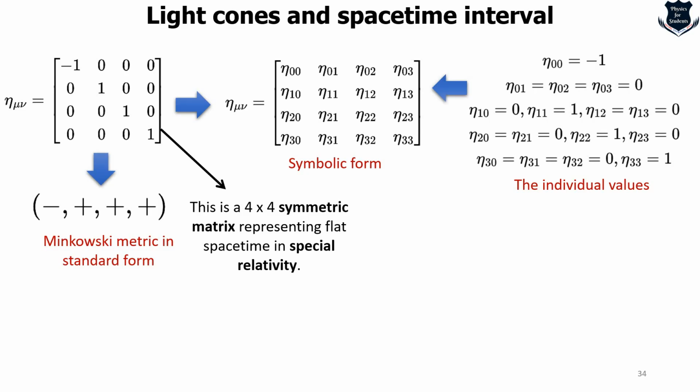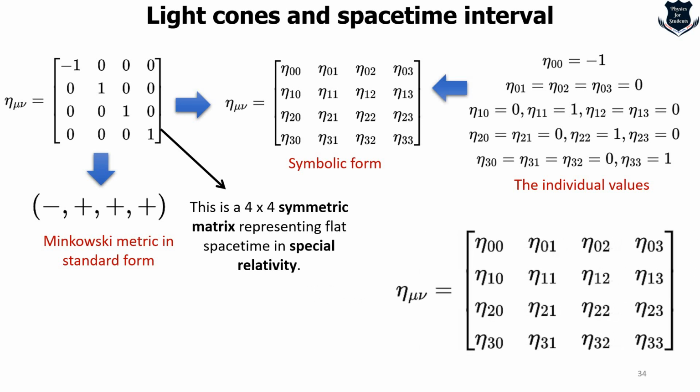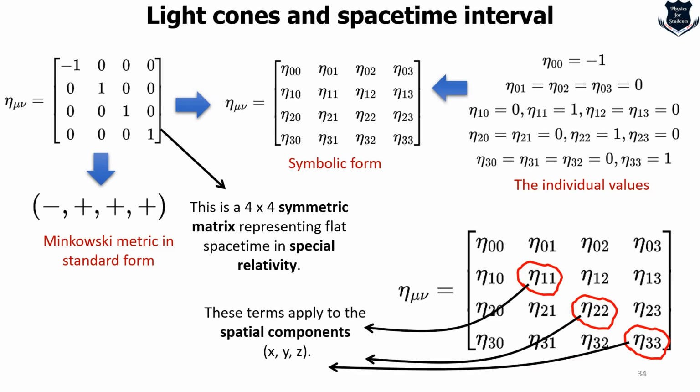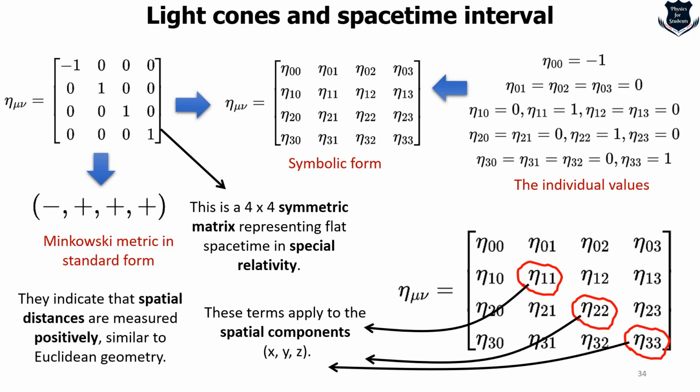Those which are equal to 1, these terms apply to what are called spatial components. Here it is, these are 1. So as you can see, eta 11 is what? 1. Eta 22 is what? 1. Eta 33 is what? 1. So these are all 1. So 1 actually means that they indicate spatial distances as measured positively, similar to school level Euclidean geometry. And they indicate that the spatial distances are measured positively.